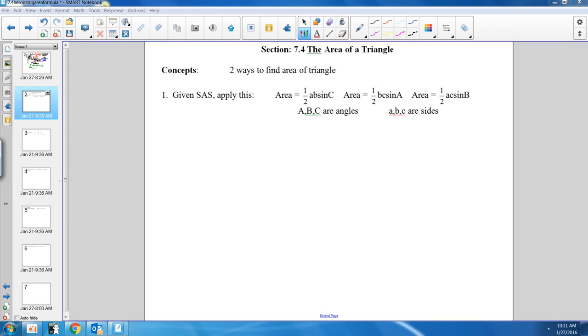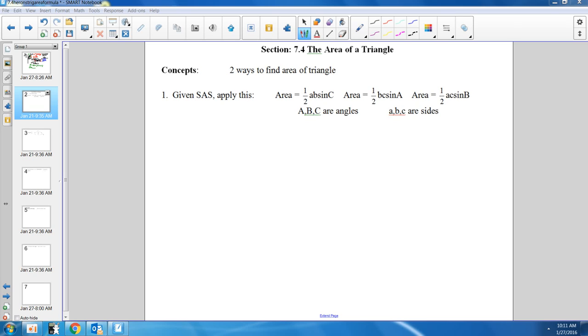We're going to move on to the area of a triangle using trig functions. So far in this chapter, we've talked about the law of sines and found out we could use it in the side side angle case, which is the ambiguous case, and we had to consider both cases when you use law of sines with SSA. But you could also use the law of sines with angle side angle and angle angle side. So there are three conditions that you can use law of sines.